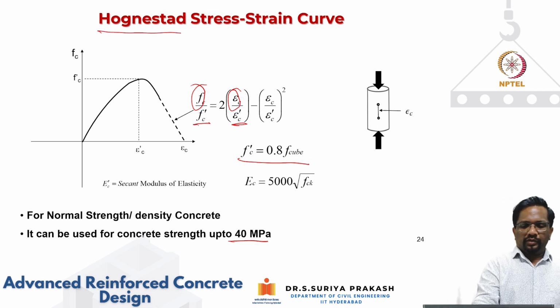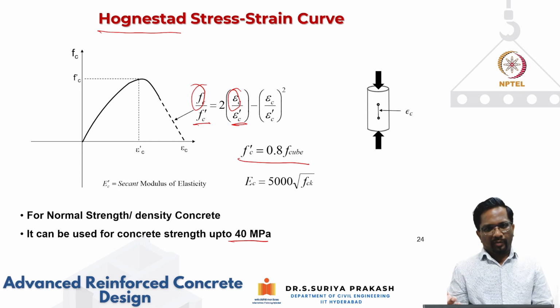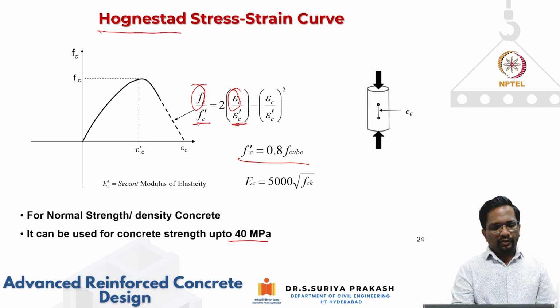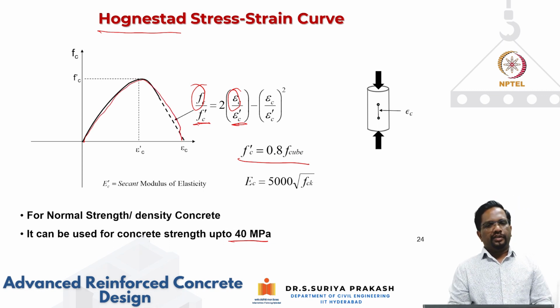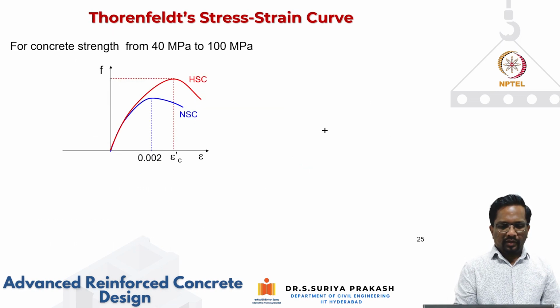Once you test your cylinder or a cube, you can take your F prime C. Let's say I take a test cube and I'm getting a value of 40 megapascal. What would be the cylinder strength? Cylinder strength will be 0.8 multiplied by 40, which is 32 megapascal. So that is going to be my F prime C. F prime C is given to me, and epsilon prime C is 0.002. Then I can nicely develop this relationship, or parabolic stress strain curve model. This is a very simple model suggested by Hognestad, valid up to 40 megapascal concrete.